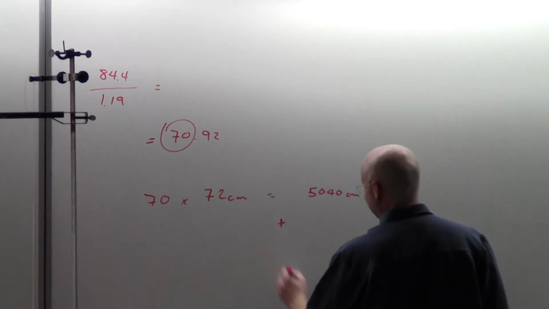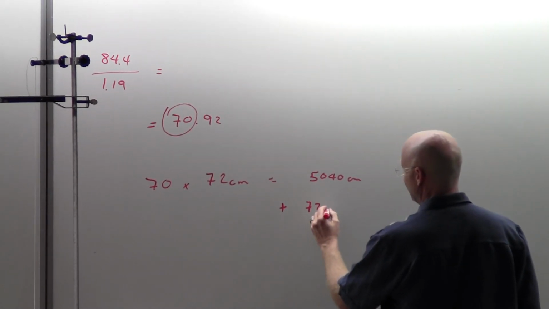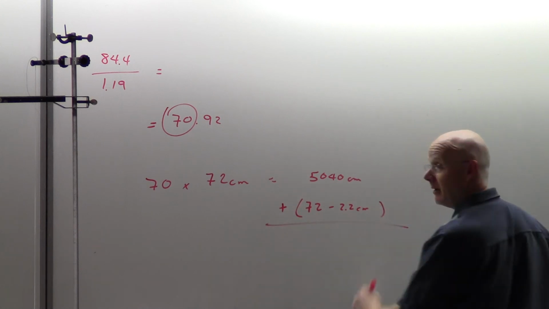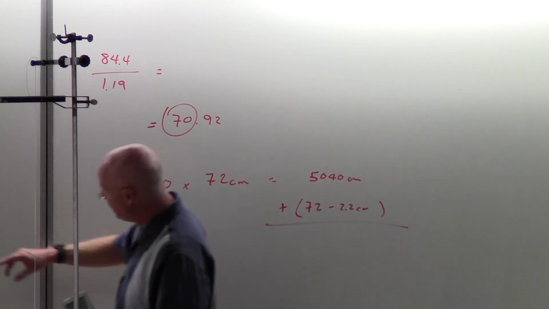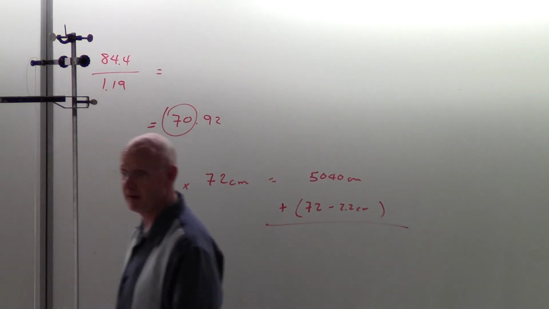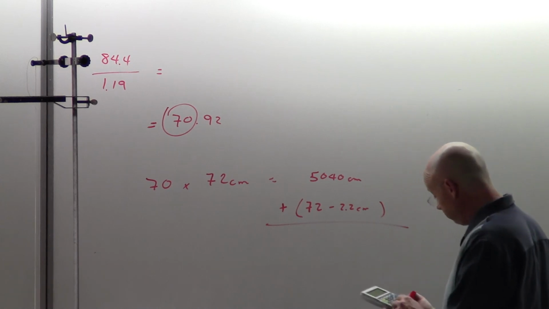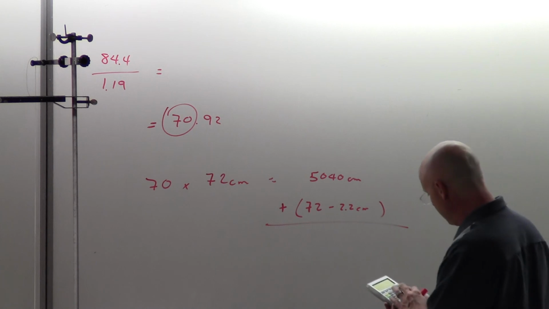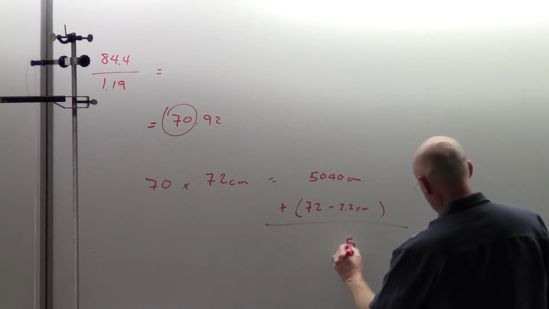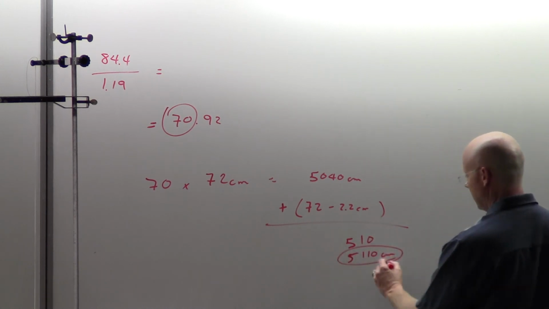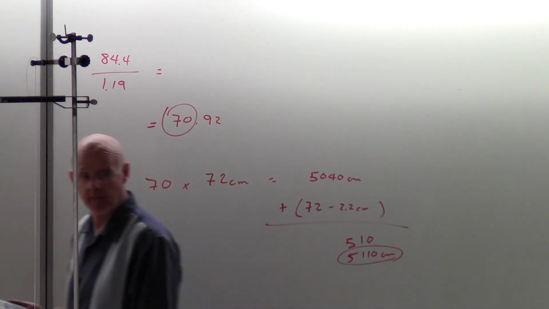So let me add to this 72 minus 2.2 centimeters. Right? Didn't quite get back down to the 18, right? Shy of 2.2. So I will add another 72, but subtract off the 2.2 and come up with 5,109, or how about 10 centimeters. Right.